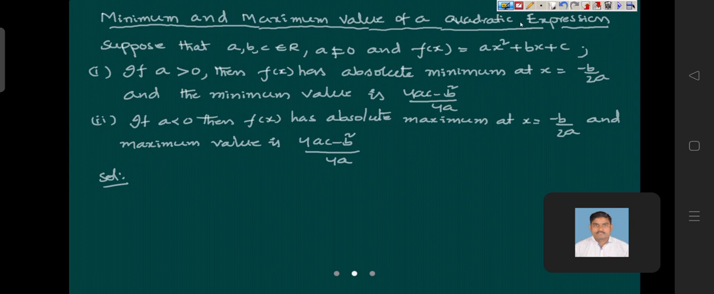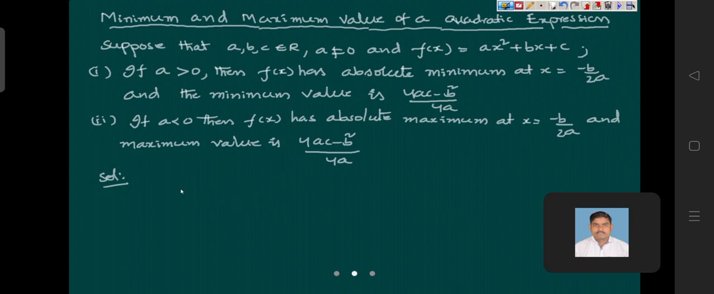If a is less than 0, then f of x has an absolute maximum at x is equal to minus b by 2a and the maximum value is (4ac minus b square) by 4a. Let us find the maximum and minimum value of the quadratic expression. Why? There is one and only one of them, out of maximum and minimum.